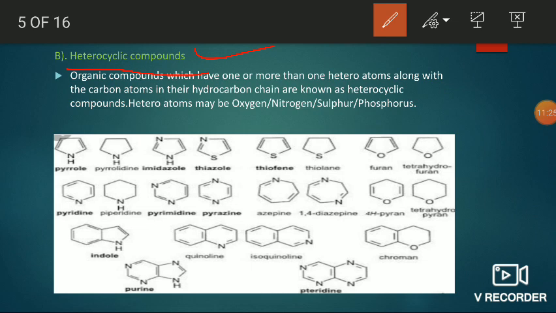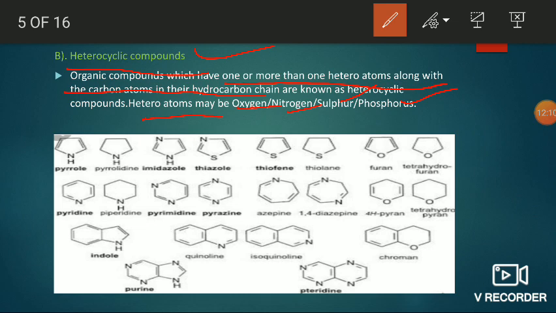The other cyclic compound is the heterocyclic compound. Heterocyclic compounds are one type of cyclic compounds which have one or more than one heteroatoms along with the carbon atoms in the cyclic structure. That is, the heterocyclic compounds contain one or more heteroatoms along with the carbon atoms in the chain or cycle. Here, the heteroatoms may be oxygen, nitrogen, sulfur, or phosphorus or boron, anyone.